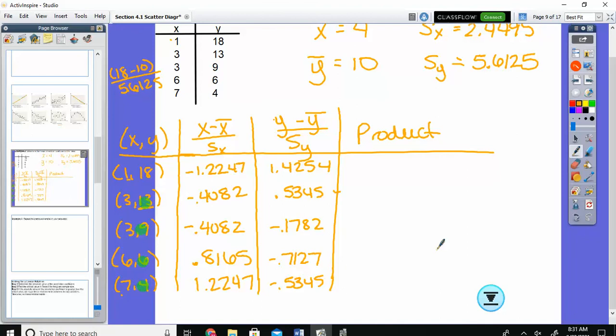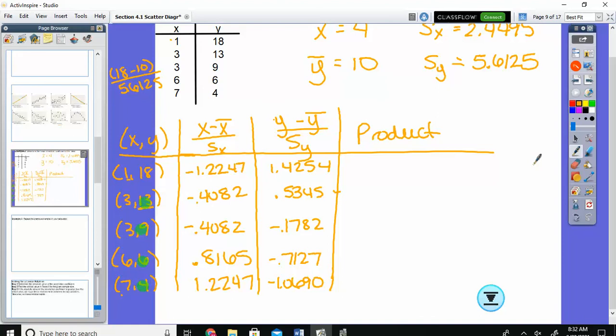That's the final R value, so we haven't got that yet. Yes, ma'am. I got all those points except for the last one. Did I make a mistake? Yeah, I typed in 7, I think, instead of 4. Okay, so you should do 4 minus 10 divided by the 5.6125. Alright, is that better? Okay, thank you.